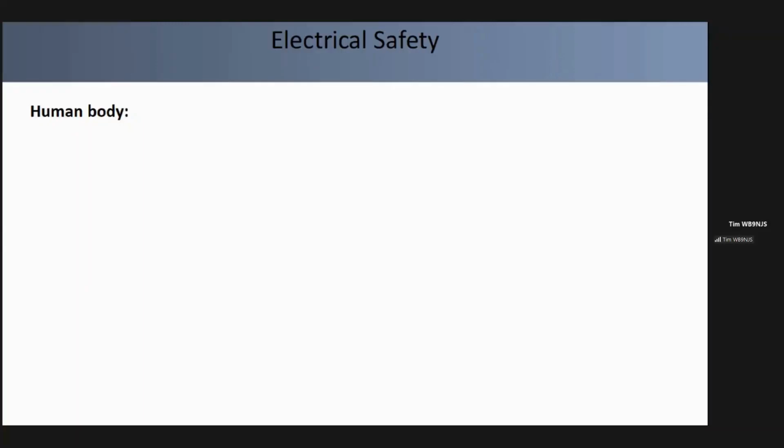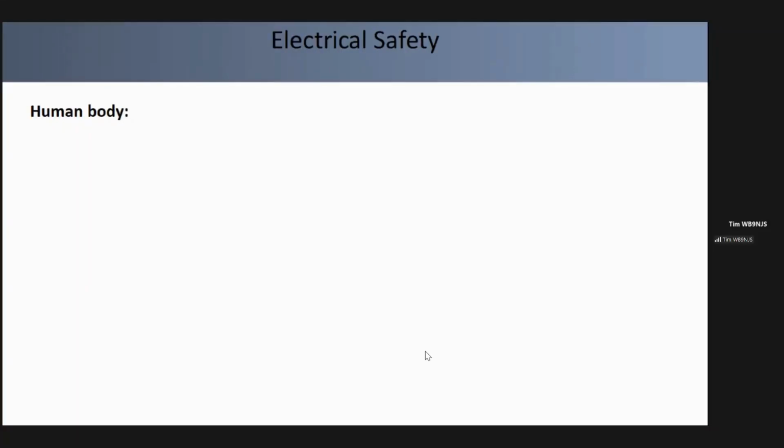And just because there's only two related questions on the General class exam, don't underestimate the importance of safety. One of the most important aspects of amateur radio is recognizing the hazards that may be present and following all the appropriate safety rules to mitigate those hazards. There are hazards in this hobby that are potentially lethal. So it's important to know those, to recognize those, and take measures so you're not injured. So let's talk about electrical safety and the human body.